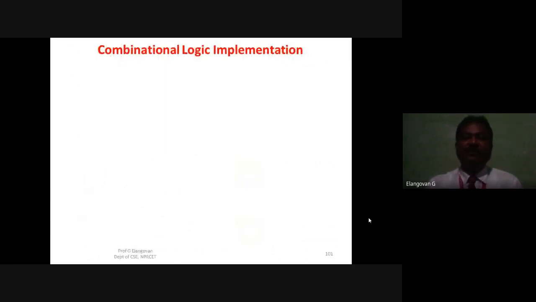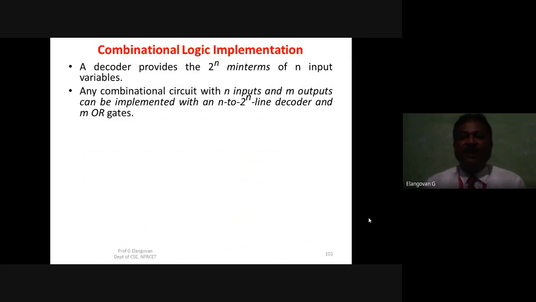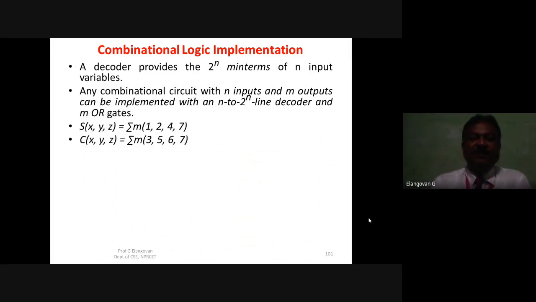Another point is that with the help of a decoder, it is possible to implement different combinational logics. The reason is that the decoder provides minterms of all possible combinations for n variables. So we can combine the outputs with OR gates, which easily generates the combinational logic. For example, if a function sum of x, y, z equals the sum of 1, 2, 4, 7 is given, this can be implemented easily.